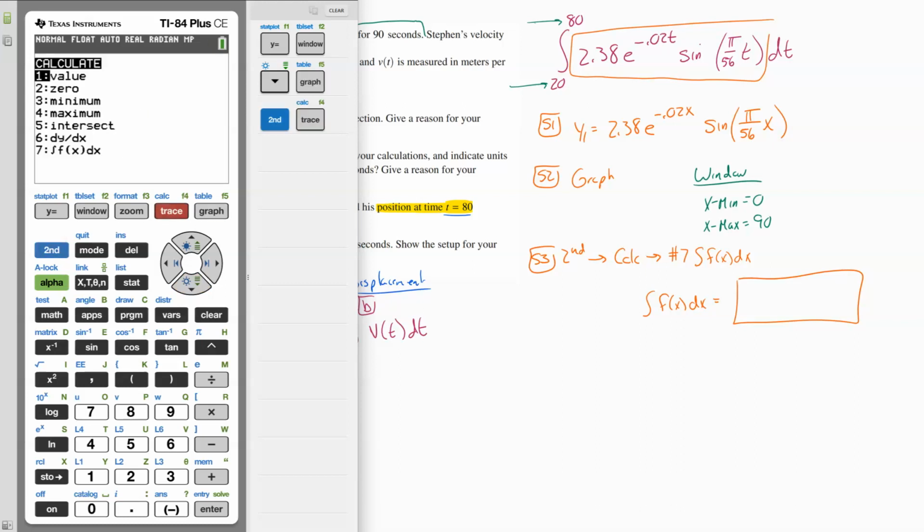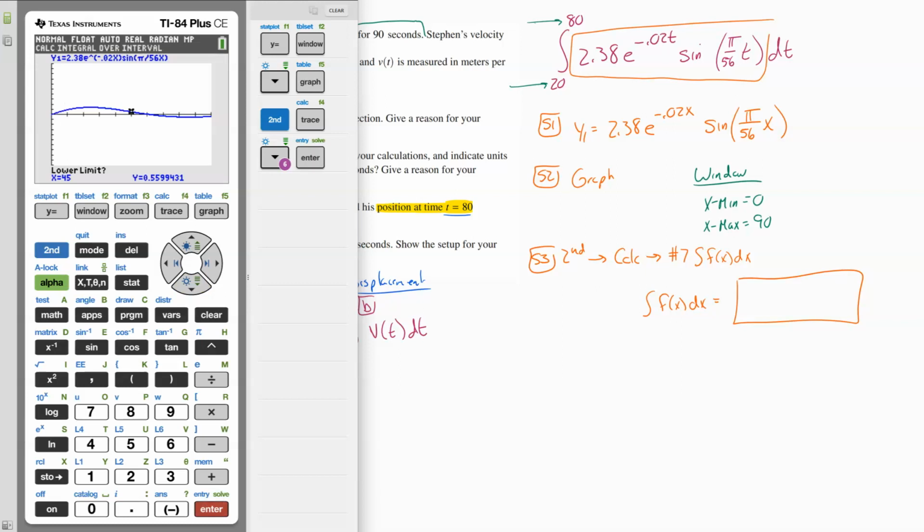So we'll do a second calc, and in the calc menu, we'll choose that number 7 option, integral of f of x dx. From there, it's going to ask me 2 questions. The first question is the lower limit. The lower limit is our lower bound, so I'll type in 20, hit enter. It's then going to ask me for the upper limit. The upper limit is 80, so I type in 80, hit enter. It shades it all in, and then at the bottom of the screen, it's telling me my final answer. So the integral of f of x dx equals 23.8.